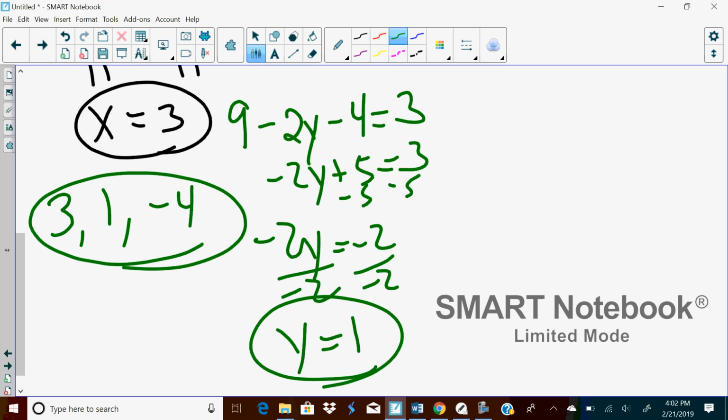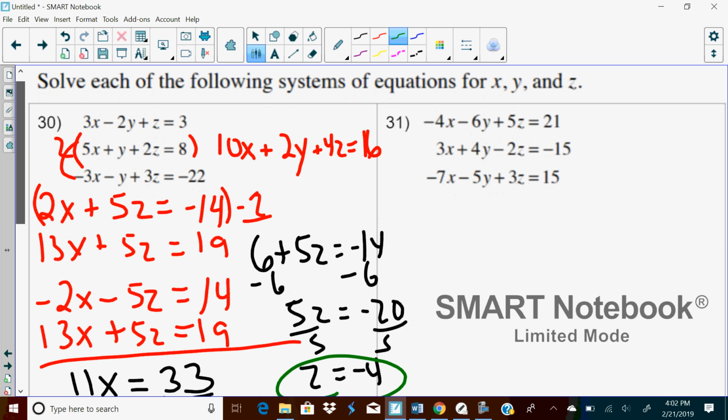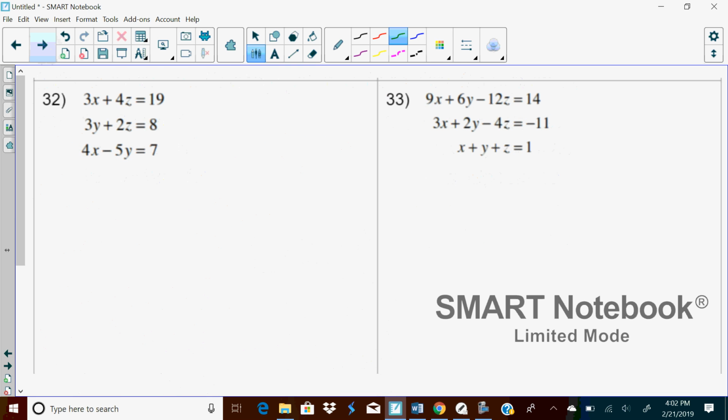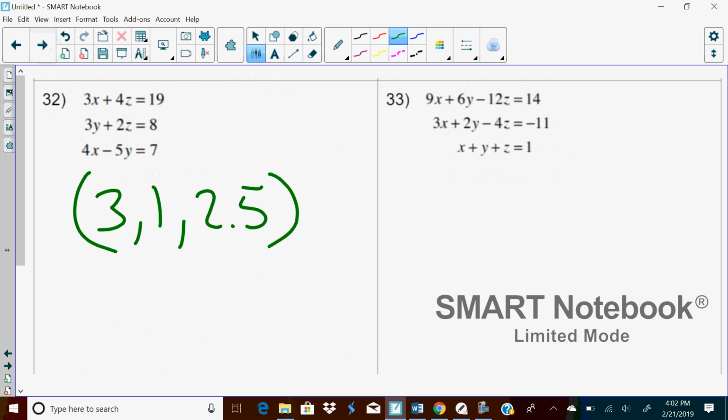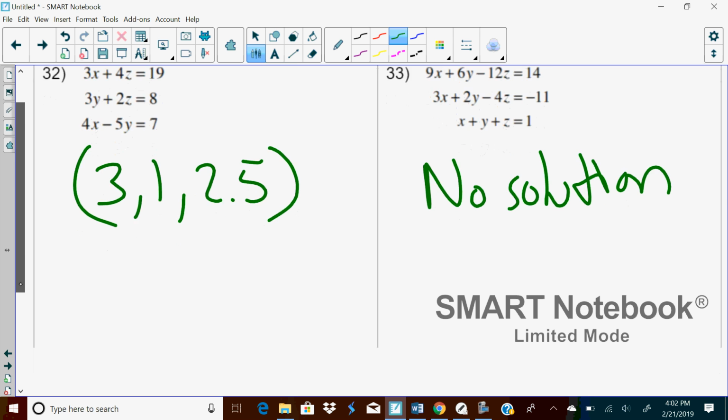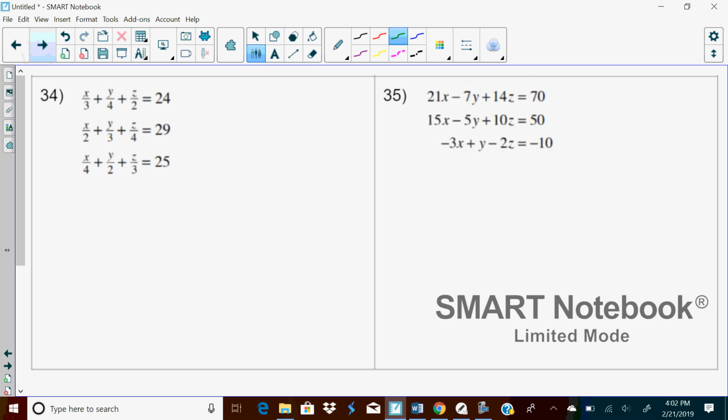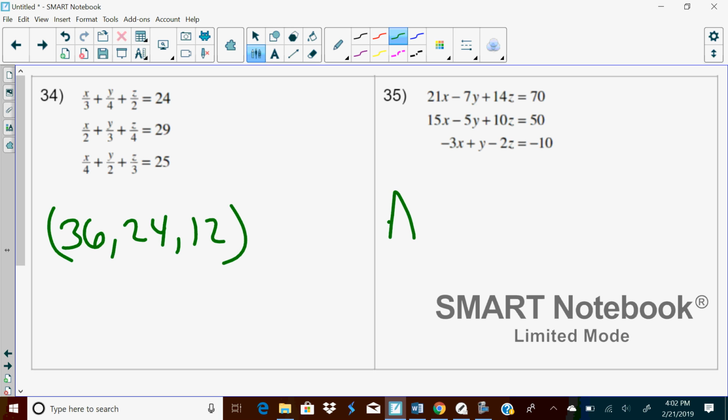For the next ones, like I said, I'm not going to go through each one. I'm just going to give you the answer so you can check your solutions. It's 31, you should have gotten -7, 2, and 1. For 32, you should have gotten 3, 1, and 2.5. For 33 was no solution because they canceled out and did not equal each other. 34, the correct answer was 36, 24, and 12. And actually the first thing I did in these is I got rid of the denominator. So I multiplied by 6, 12 for each one and gave me no denominators. And then 35, the answer is all real numbers.